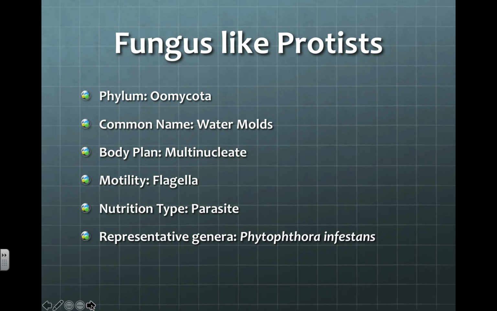All right, phylum Oomycota. It's the water mold. They're multinucleate, so they've got multiple nuclei. They move by means of flagella. They're parasitic, and your representative genus is Phytophthora infestans.